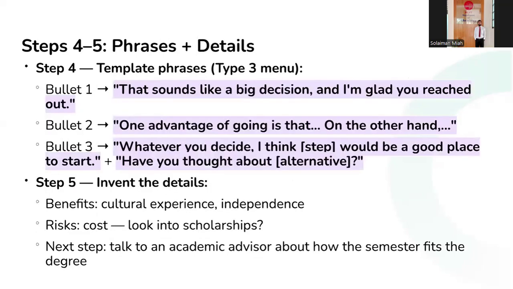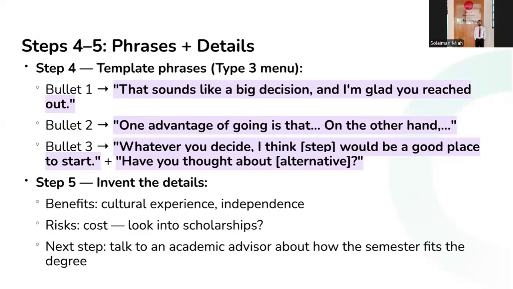Now, on to step 4, pick some phrases from the Type 3 template menu. For the first paragraph, something like, "That sounds like a big decision, and I'm glad you reached out." That phrase is warm, empathetic, and gets right into the topic. For the second paragraph, the template has a useful structure. One sentence starts with, "One advantage of option is that," and then it follows up with, "On the other hand." That's a very structured way to present both sides.